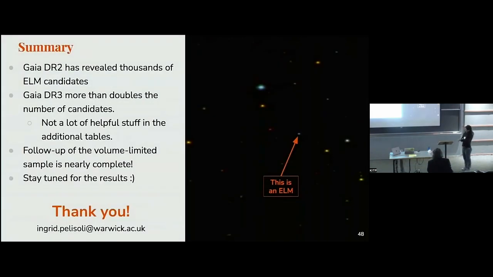And just to summarize, DR2 revealed thousands of ELM candidates. DR3 shows even more candidates. There's not a lot of helpful stuff in the additional tables, but hopefully in the future there will be. And the follow-up of the volume-limited sample is nearly complete. Please stay tuned for the results. Thank you very much.